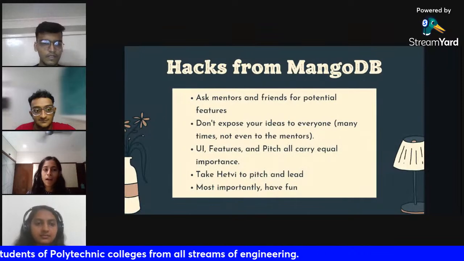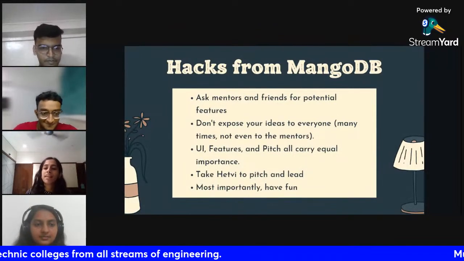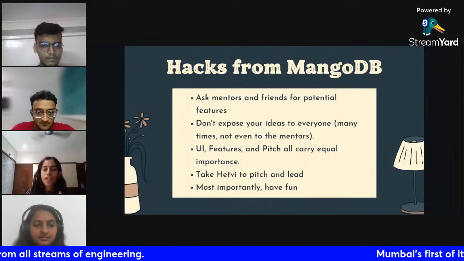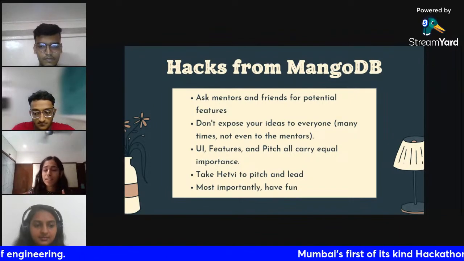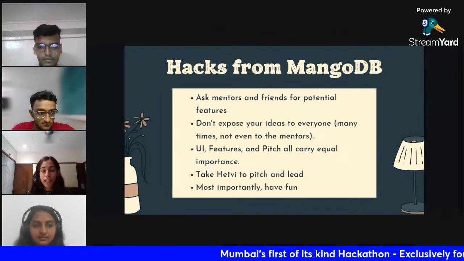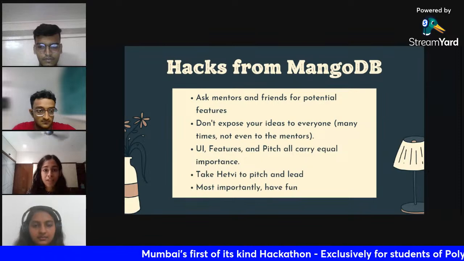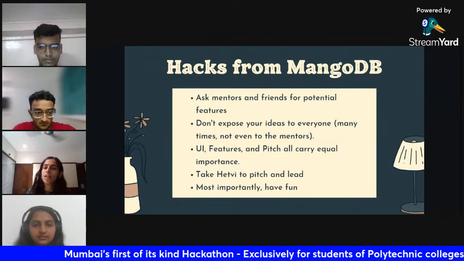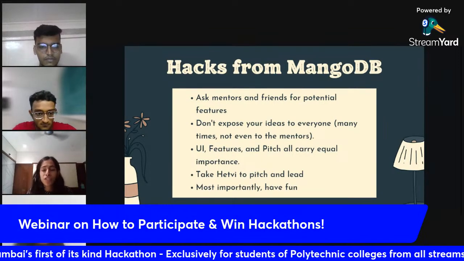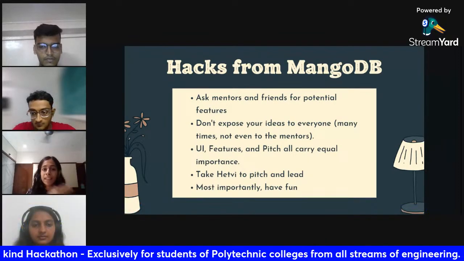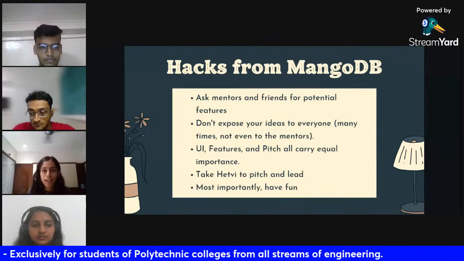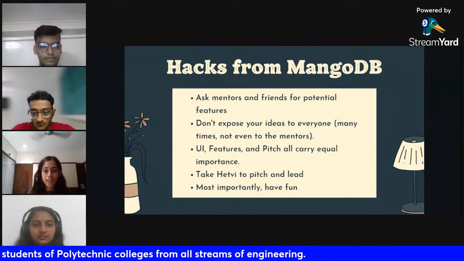So a few hacks from our side. Ask mentors and friends for potential features. If you know any person from that particular domain of the problem statement that you have received, just call them. Ask what problems they're facing, what potential features you think we can add, despite the ones that we already have implemented. Keep asking people for their advice.